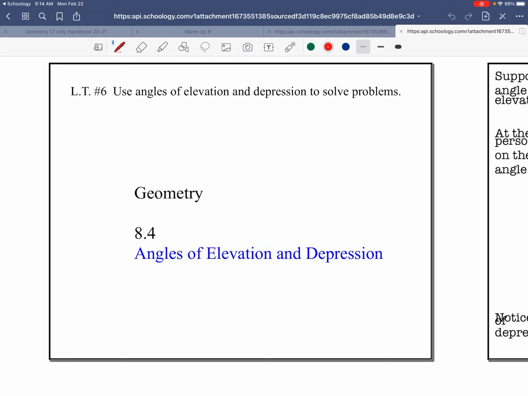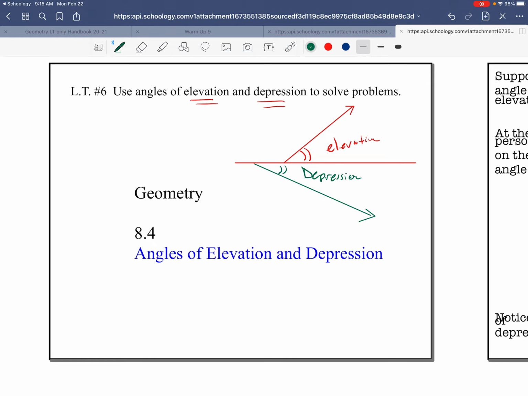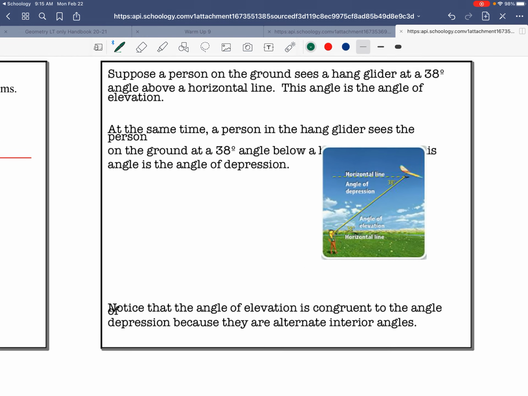Hello, this movie is for learning target 6, using angles of elevation and depression to solve problems. What you'll need to know in this movie is that we're always going to go from the horizontal. If we go from the horizontal up, that is an angle of elevation. If we go from the horizontal down, that will be an angle of depression. So it's always from the horizontal.